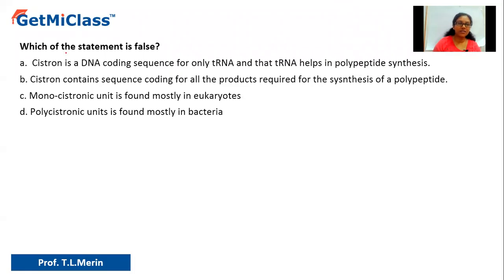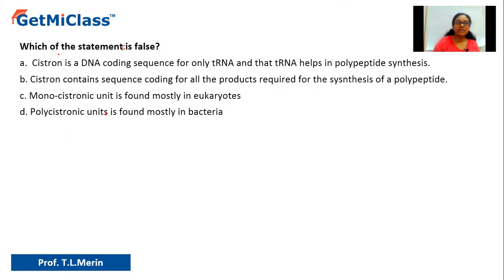So let's solve this question here. It says, which of the statements is false? The options are: option A, cistron is a DNA coding sequence for only tRNA, and that tRNA helps in polypeptide synthesis. Option B says cistron contains sequence coding for all the products required for the synthesis of a polypeptide. Option C says monocistronic unit is found mostly in eukaryotes. Option D says polycistronic unit is found mostly in bacteria.